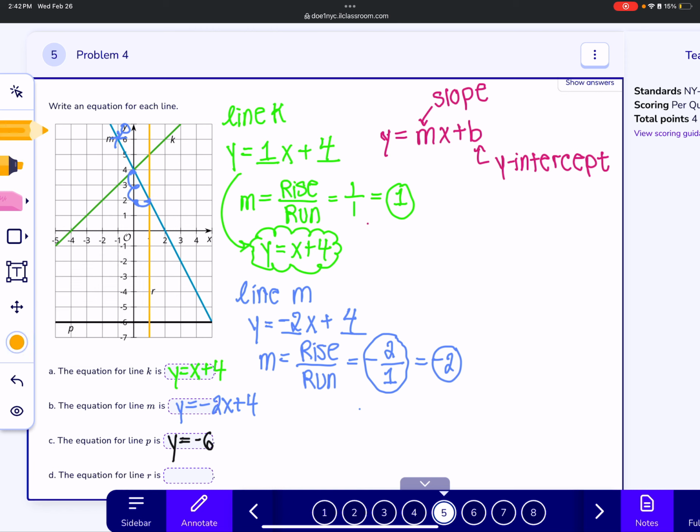Okay, we're going to move on to our last line, line R. Line R is a vertical line, and vertical lines cross the x-axis. So we know this equation is going to start with x, crossing the x-axis. And vertical lines are always x equals a value. In this situation, x is equal to 1 because this yellow line crosses the x-axis at 1.